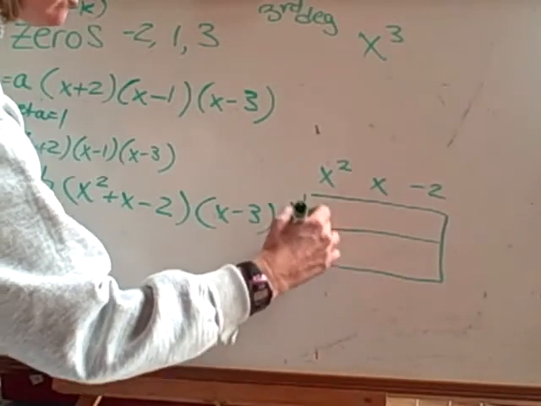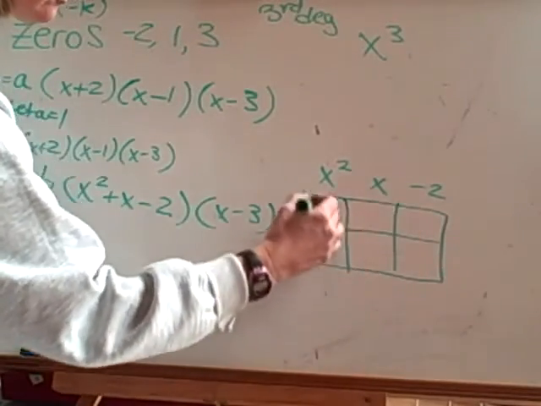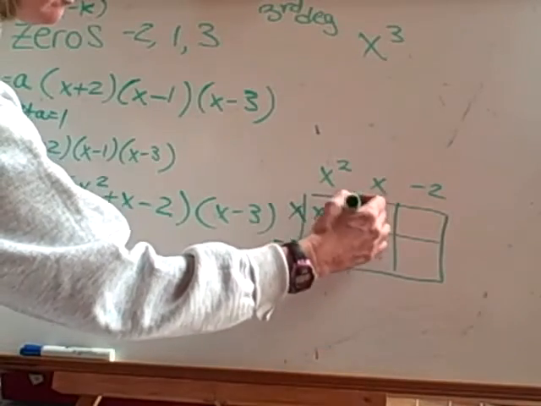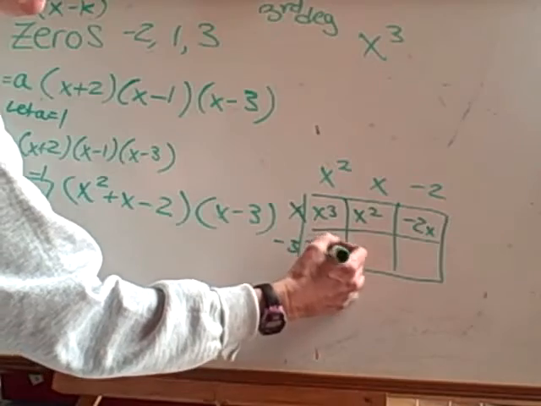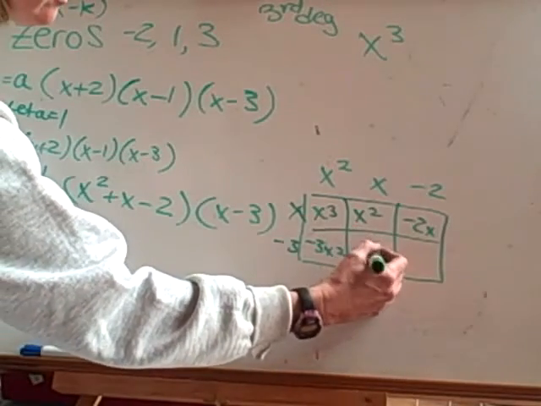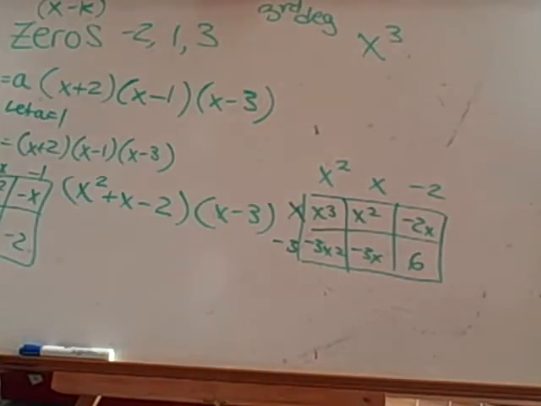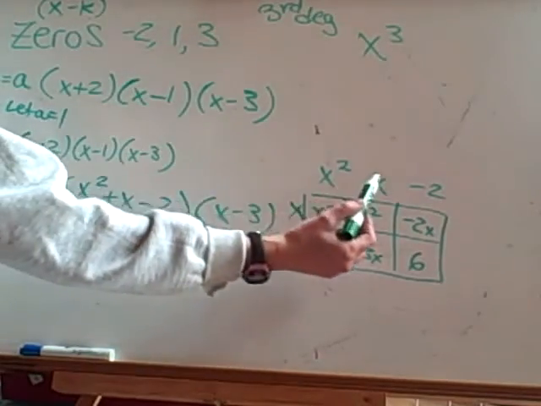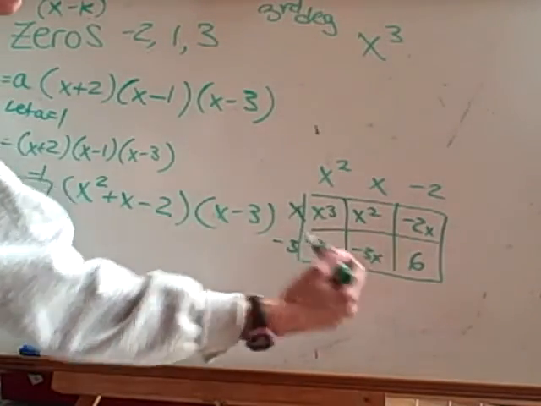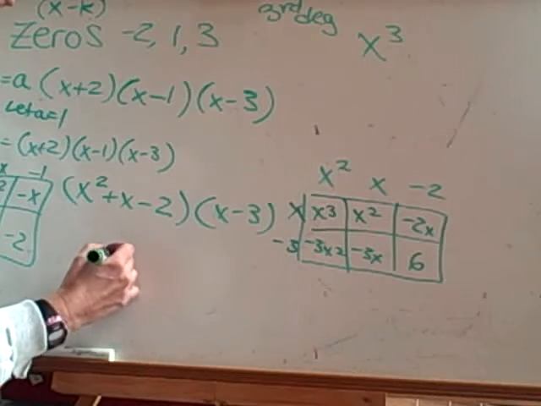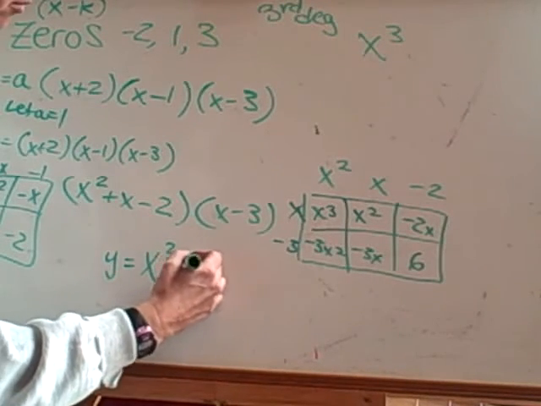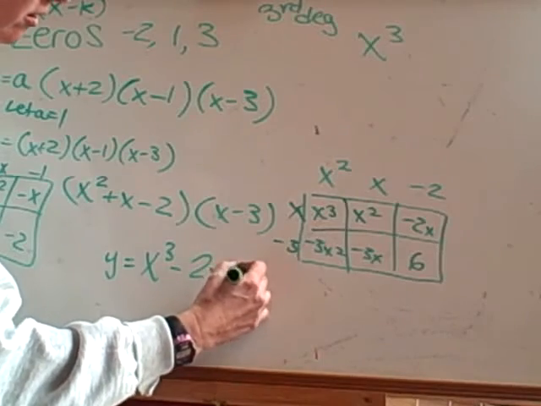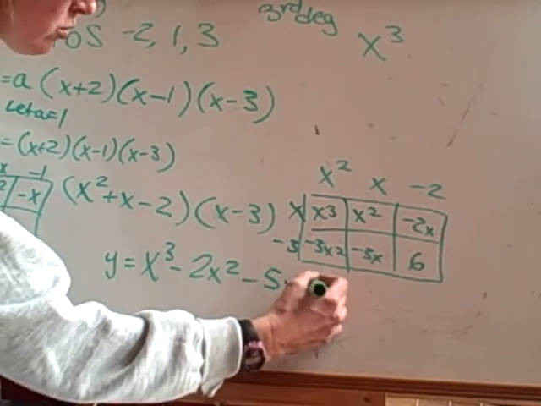So x squared plus x minus 2 by x minus 3. That gives me x cubed, x squared, minus 2x, negative 3x squared, negative 3x, and positive 6. Remember, since I have every degree on the way down, my diagonals will hold the like terms. So my final answer looks like y equals x cubed minus 2x squared minus 5x plus 6.